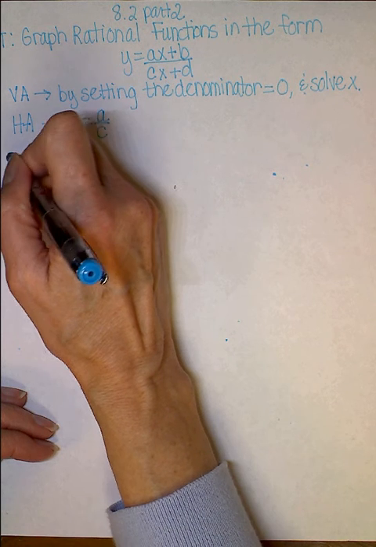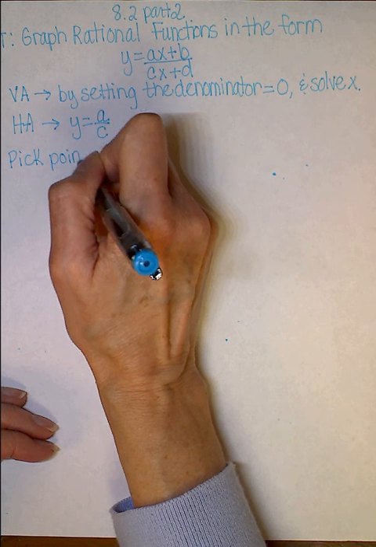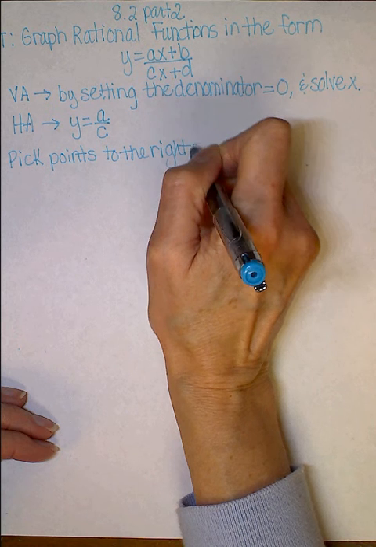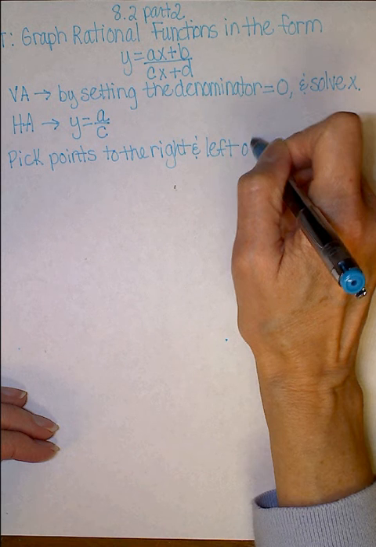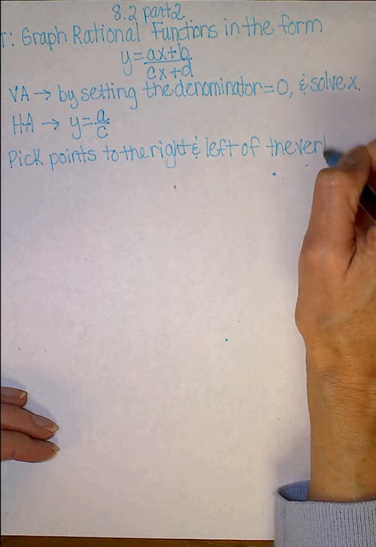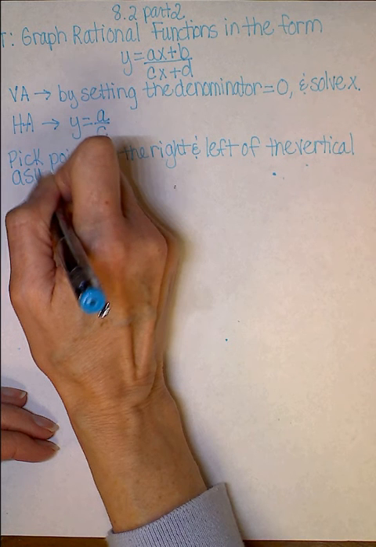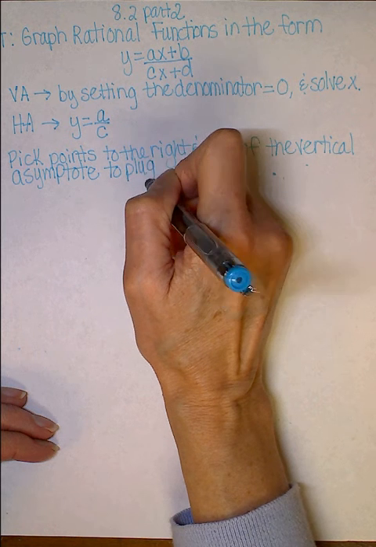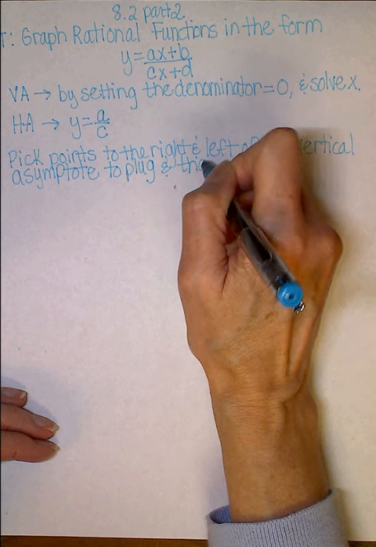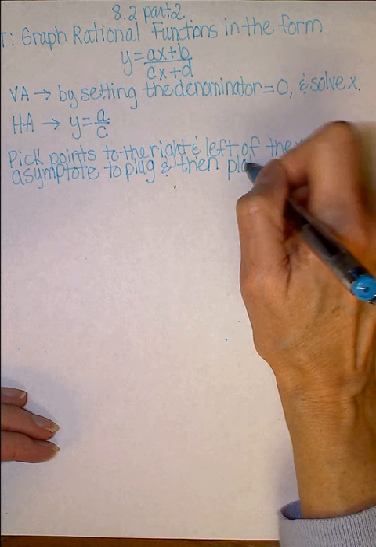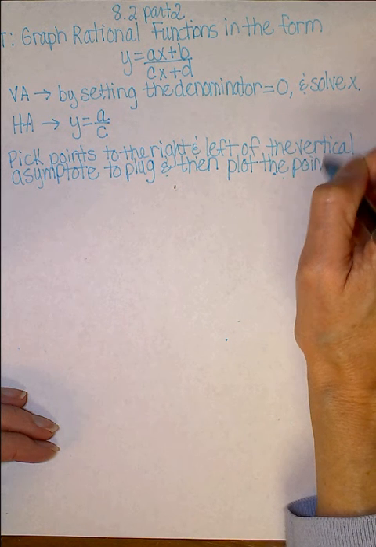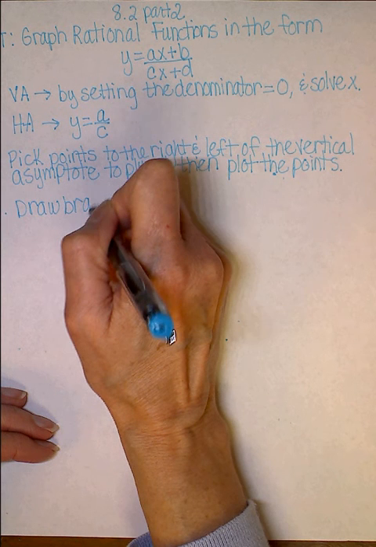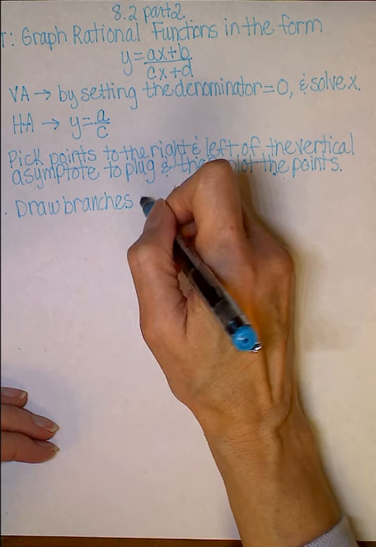And then you're going to do the same thing that you just did. Pick points, or x values, to the right and left of the vertical asymptote, plug in, and then plot these points. Then you're going to draw in your branches, just like we've been doing. And we'll state the domain and range.